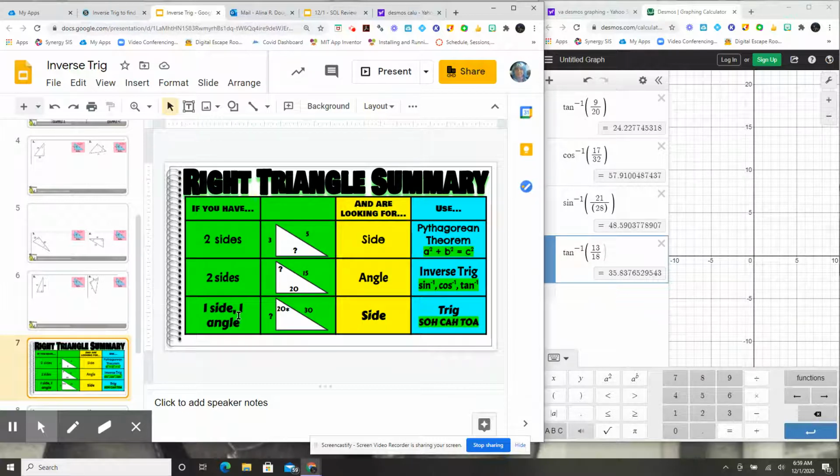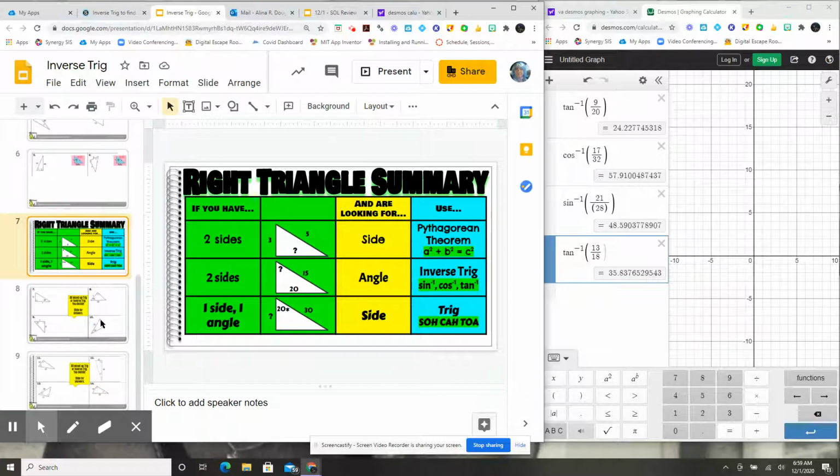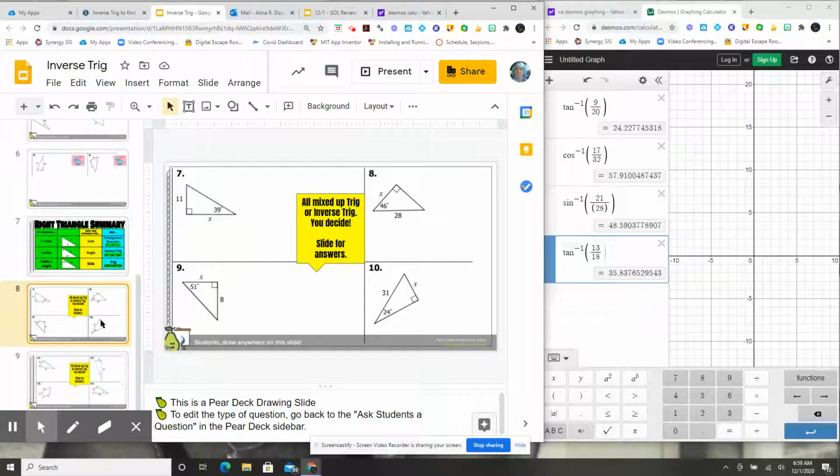And then if you have a side and an angle, and you're looking for another side, that's when you use trig. So all right triangles, all 3 different ways to find things, you're given 2 pieces of information and you're looking for a 3rd piece of information.